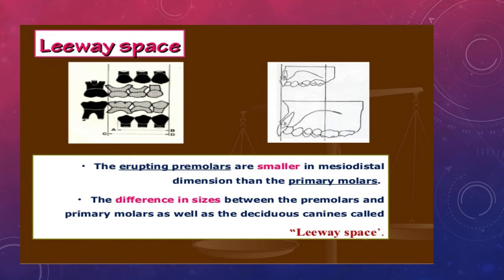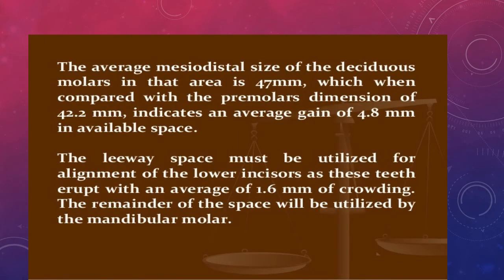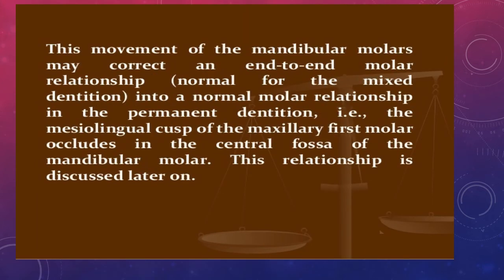Leeway space. The erupting premolars are smaller in mesiodistal dimension than the primary molars. This is the difference in size between the premolars and primary molars as well as the deciduous canines. The average mesiodistal size of the deciduous molars in that area is 37 millimeters, which when compared with the premolar dimensions of 32.2 millimeters indicates an average gain of 4.8 millimeters in available space. The leeway space must be utilized for alignment of the lower incisors, as these teeth erupt with an average of 1.6 millimeters of crowding. The remainder of the space will be utilized by the mandibular molar. This movement of the mandibular molars may correct end-to-end molar relationships.